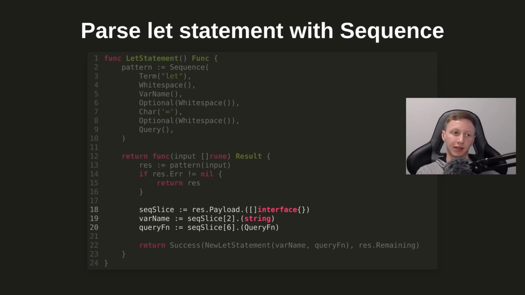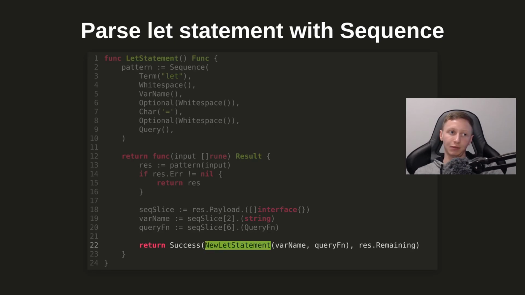But basically, I extract the slice of these sequence payloads into a variable, and then I extract from that the variable's name from this parser, and then finally I take out the query function, which is this query function interface type, which I have chosen not to show you for now, from this parser here. And then what I can do is return my success result, where I create a new let statement. So again, this is a super high level type, which is actually the thing that's going to get executed when Bloblang gets run. And what we're doing is we're telling it the variable name to assign when this gets executed, and we give it the query function to execute at that point, which is going to give us the thing to populate our variable with.